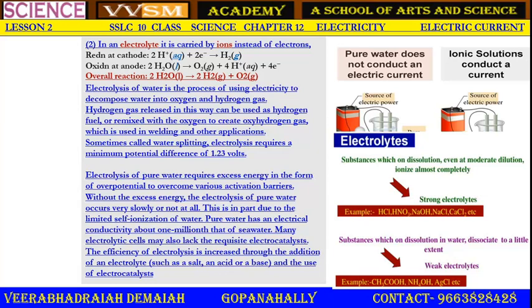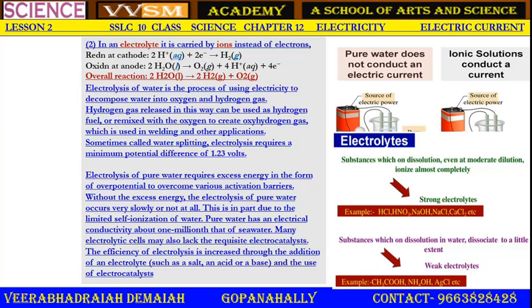Electrolysis of pure water requires excess energy in the form of overpotential to overcome various activation barriers. Without the excess energy, the electrolysis of pure water occurs very slowly or not at all. This is in part due to the limited self-ionization of water. Pure water has an electrical conductivity about one millionth of seawater. Many electrolytic cells may also lack the requisite electrocatalysts. The efficiency of electrolysis is increased through the addition of electrolytes such as salt, an acid, or a base.